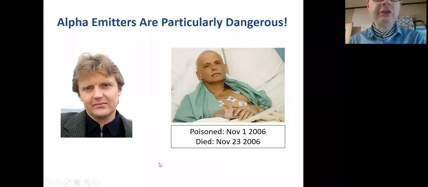As I already mentioned, alpha emitters are particularly dangerous. This shows a picture of Alexander Litvinenko, who's a Russian spy, or a former spy, sorry, who was poisoned with polonium-210. And this is what he looked like before, and this is what he looked like only 23 days later. So the effect was very dramatic and very fast, the effect of the polonium-210, which is an alpha emitter.